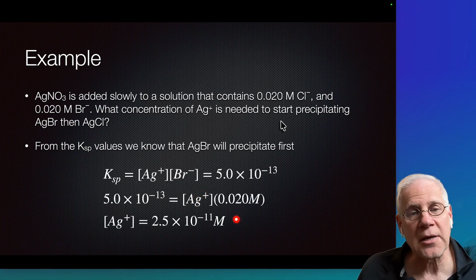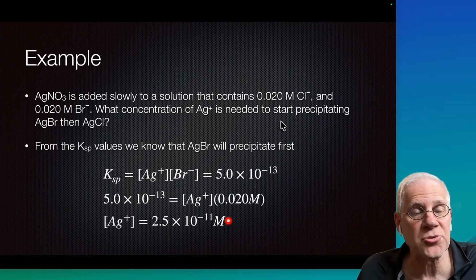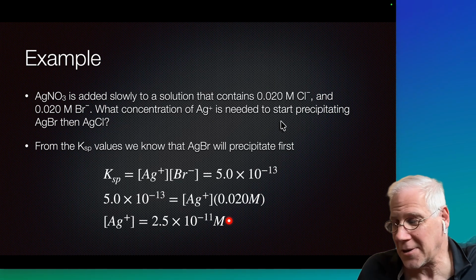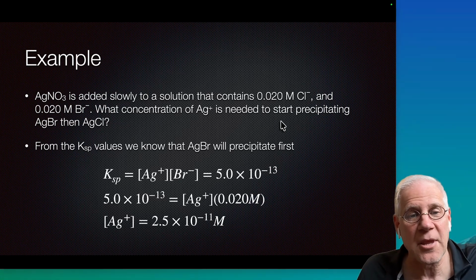So my silver ion concentration, where precipitation begins for my silver bromide, is 2.5 times 10 to the minus 11. So I would need to use a very dilute silver solution and also have small drops into a fairly large beaker so that the concentration of silver going into that beaker would end up being 2.5 times 10 to the minus 11.